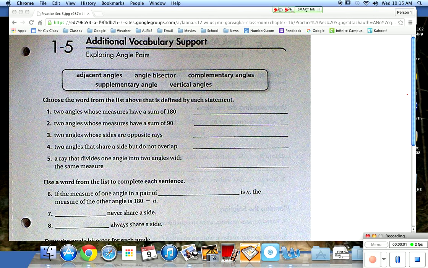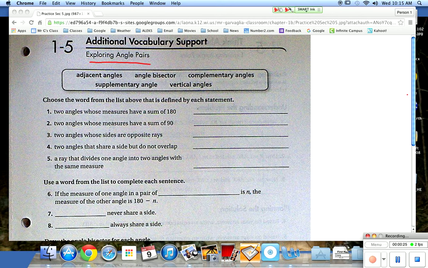All right. Section 1.5. Learning target for today is exploring angle pairs. What are you going to do if Mr. Bradley asks you what the learning target is? Angle pairs. Okay, let's do some vocabulary first.